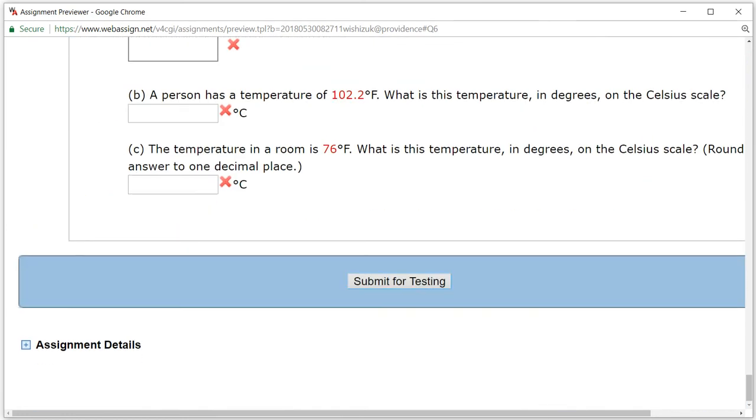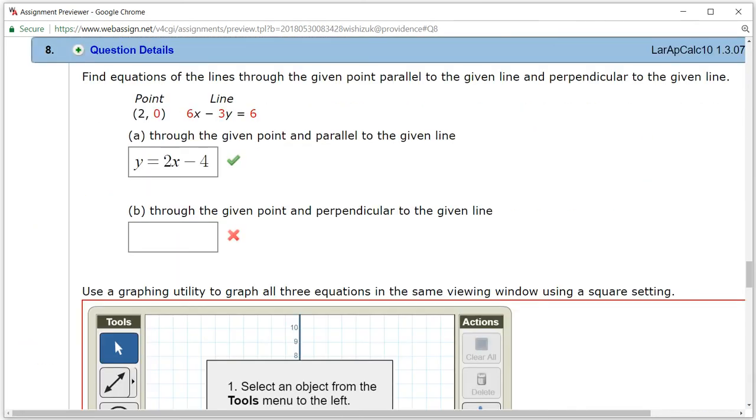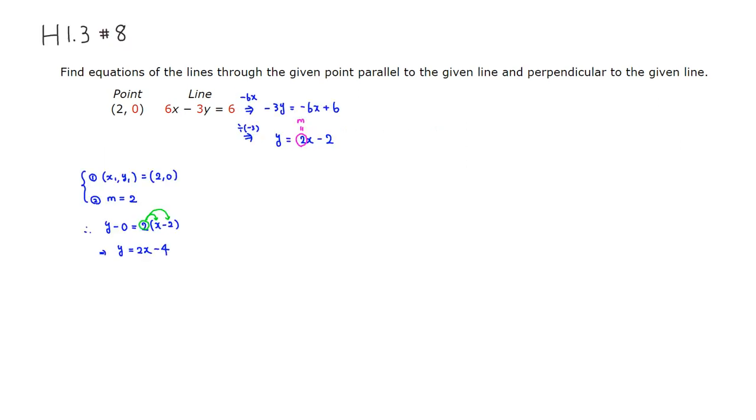Let's check the answer. Submit for testing. I came back and it looks like we got part A correctly. So let's do part B. We want to find the perpendicular line.